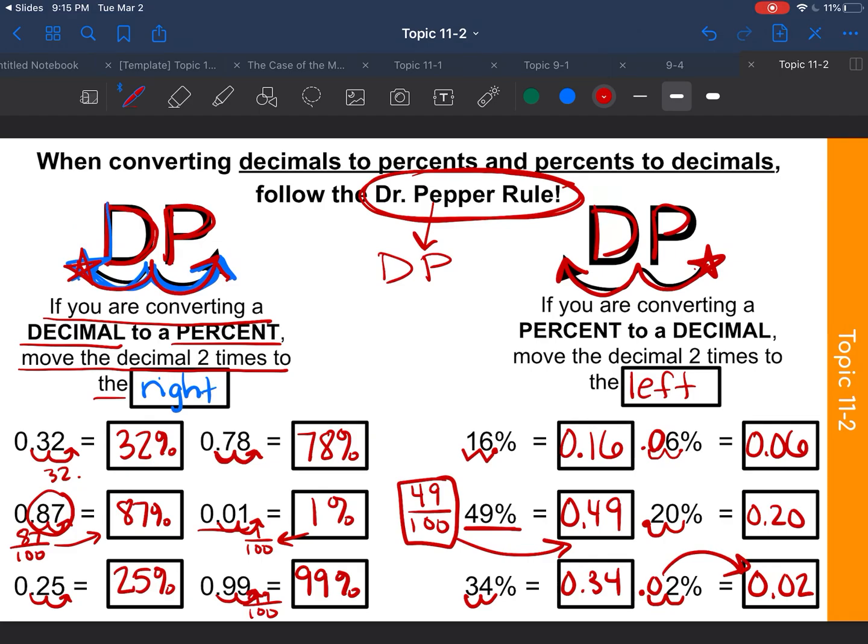They're identical, okay? So you can use the Dr. Pepper rule to help you decide to move to the left or to the right depending on where you're going. But again, like I mentioned, you can also write the decimals and the percents as fractions. And once they're written as a fraction, it's really easy to go either to a percent or to a decimal from a fraction. So if worst comes to worst, always convert it to a fraction and then you can decide what to do from there.